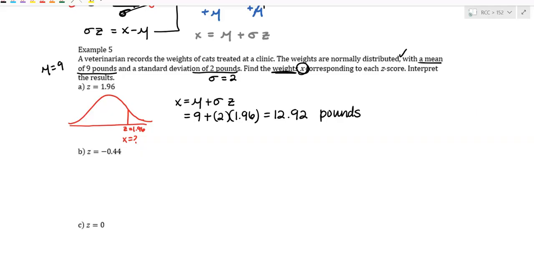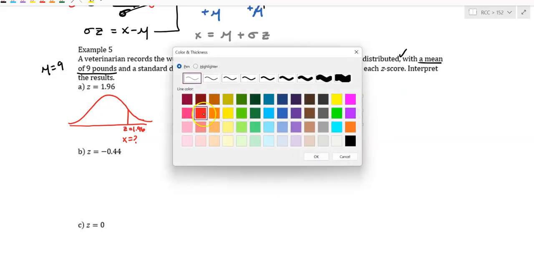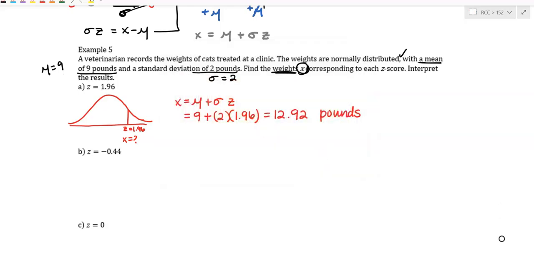I'm going to draw another bell curve for the second example, where now we have a negative z-score of negative 0.44. So this time when I draw that bell curve, sorry, I know I have a lot going on right here. This time when I draw that bell curve for negative 0.44, I will be to the left of 0 just a little bit. And we're interested in what is that corresponding x value.